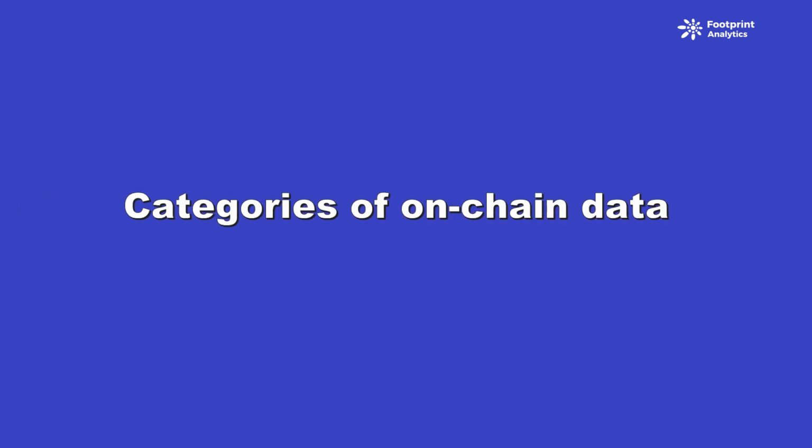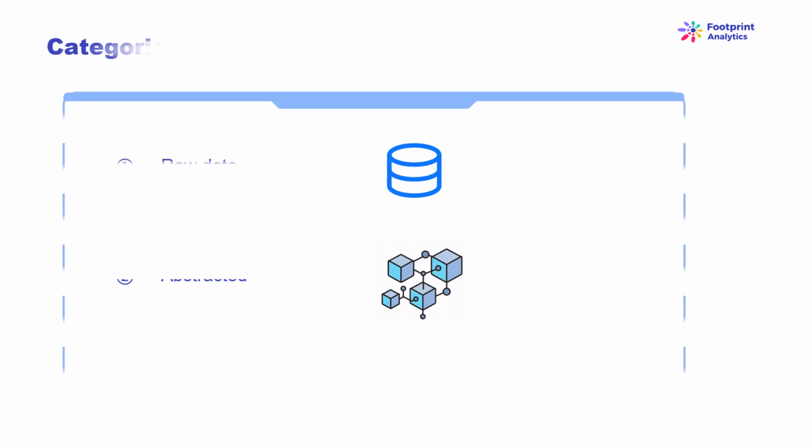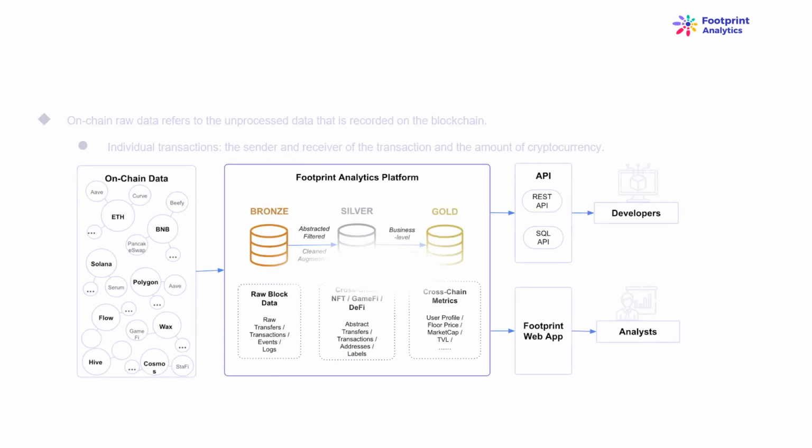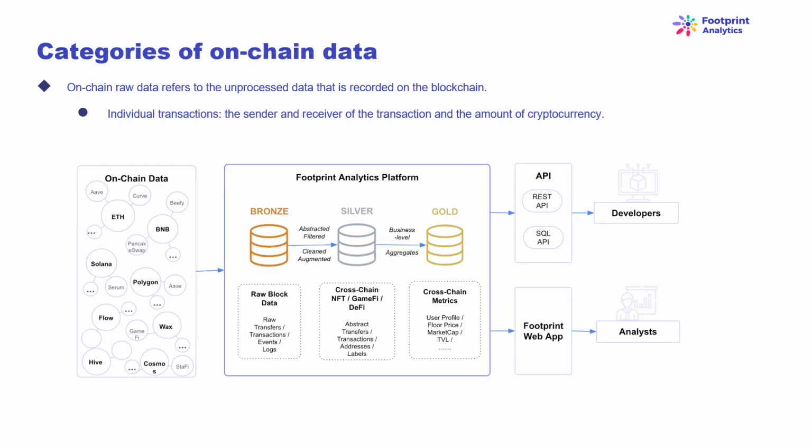Well, the second part is categories of on-chain data. There are 2 categories of on-chain data. 1. Raw data. 2. Abstracted. We single out such categories because, in fact, all the calculated metrics are just abstractions over raw data.